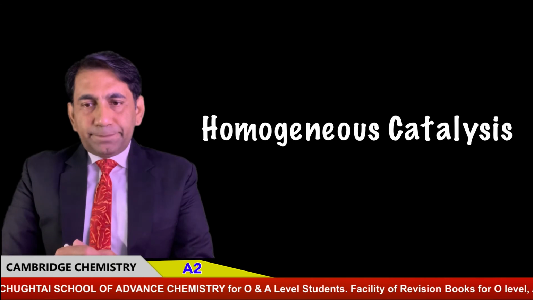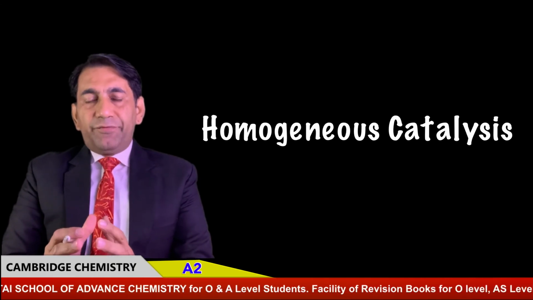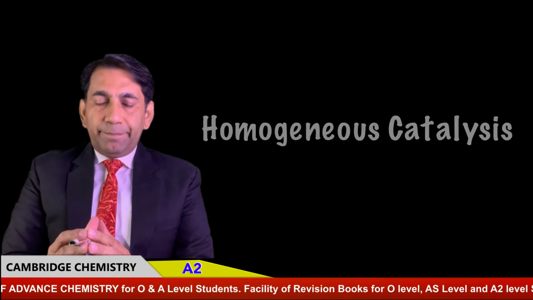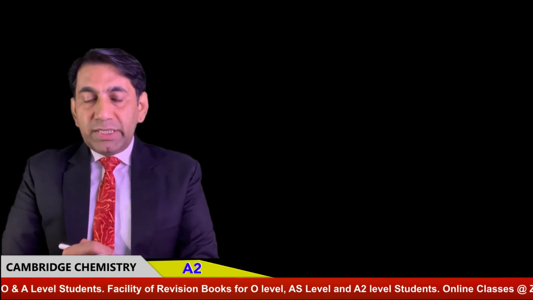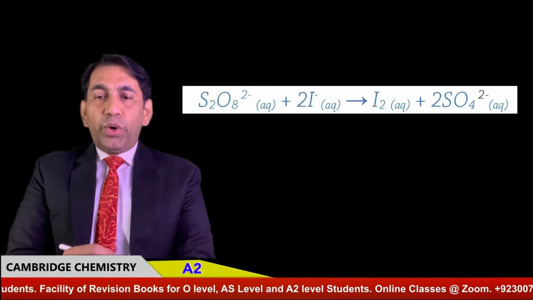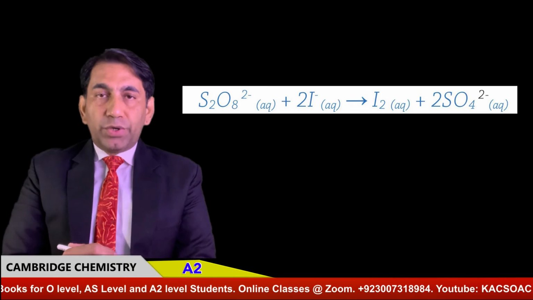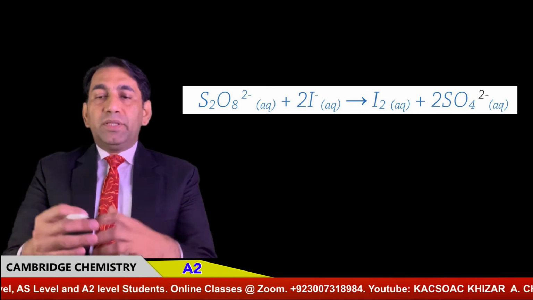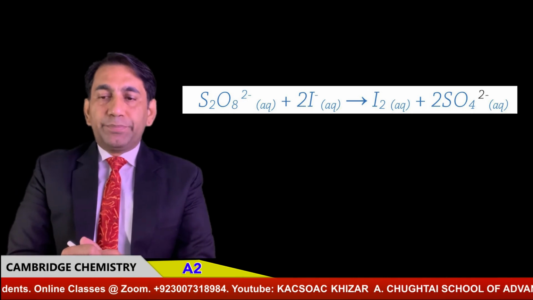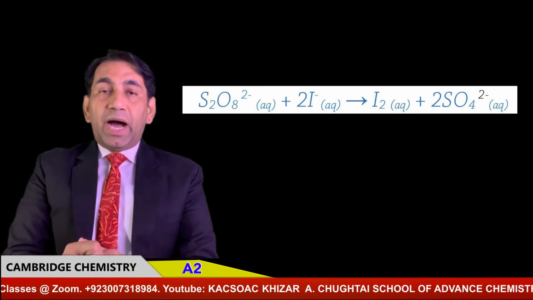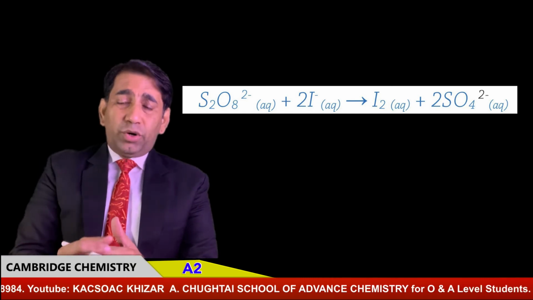Homogeneous catalysis. Homogeneous catalysis means when the phase of the catalyst and the phase of the reactants are the same. For example, the reaction between peroxydisulfate ion S2O8 2- and I- ion takes place very slowly because of the similar charges on both ions. They are both negatively charged species. So here we use iron 2 ion to catalyze this sort of reaction.